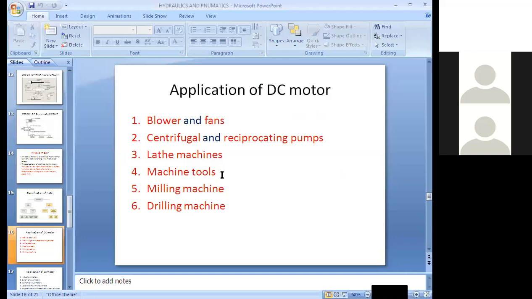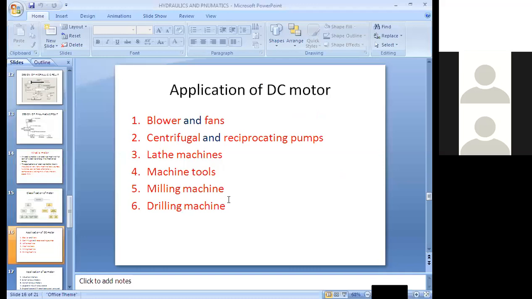I mentioned only these because we are technical students, so at least we have to know the mechanical-related ones. Even in households there are many uses, but I am not mentioning them because we are engineering students. I mentioned drilling machines, lathe machines, centrifugal pumps, reciprocating pumps and fans, because after completing engineering they may ask about these applications in an interview, for example how reciprocating and centrifugal pumps work. I hope you understand the applications of DC motors.